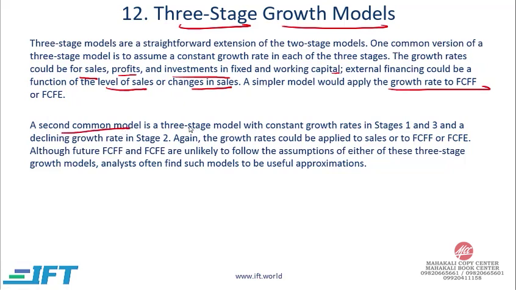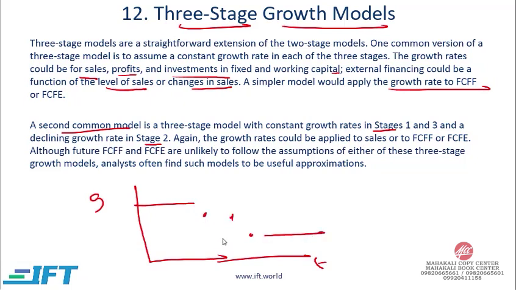A second common model is a three-stage model with constant growth rates in stages 1 and 3 and a declining growth rate in stage 2. Now, in this particular reading, the relevant examples actually give you the exact declining growth rates. So if you look at the growth rate over time formula, you have a constant rate and then you are given some declining growth rates and then a constant rate again for the third stage.